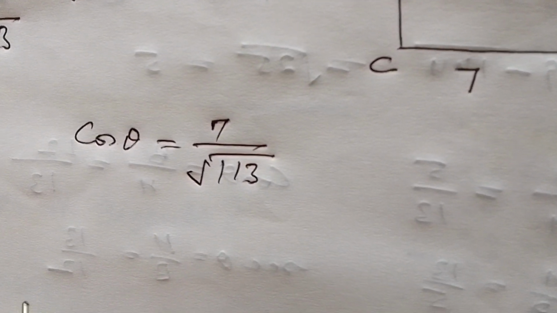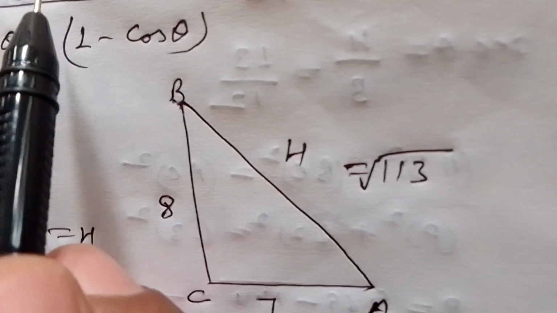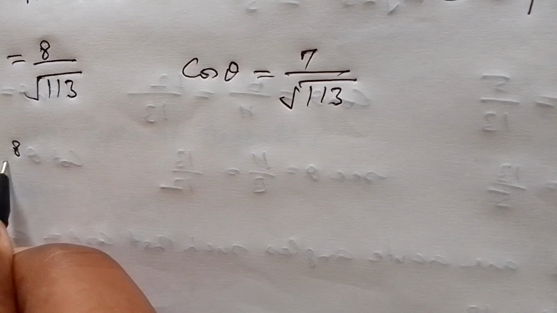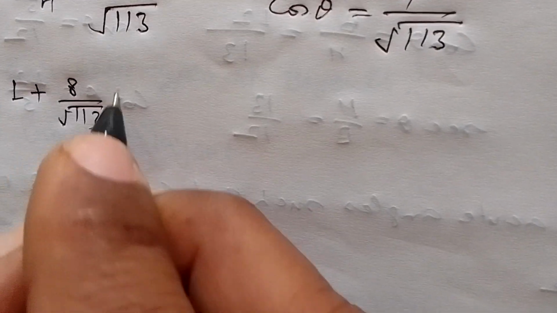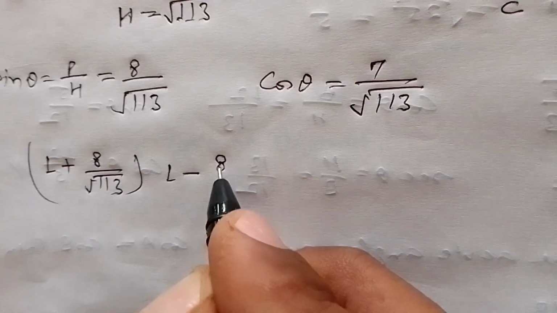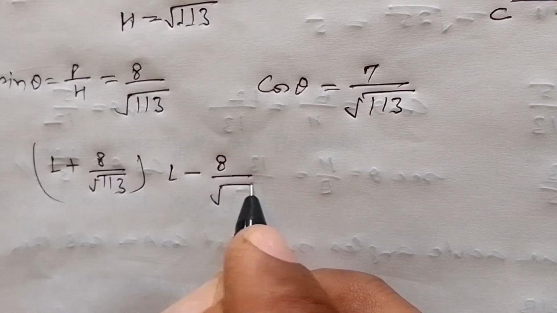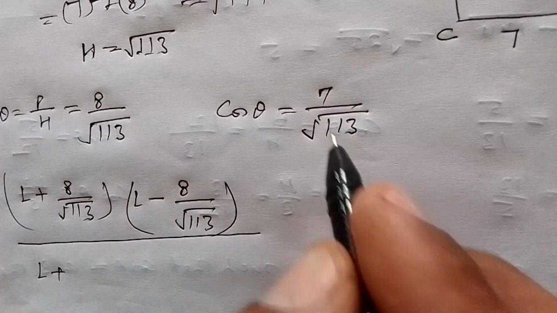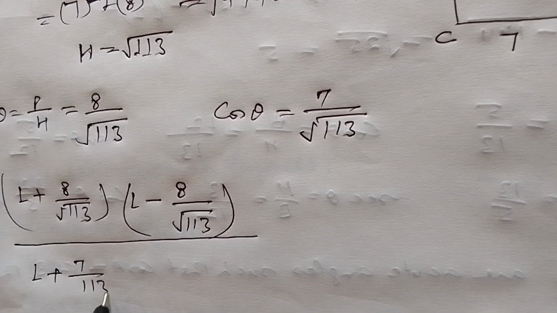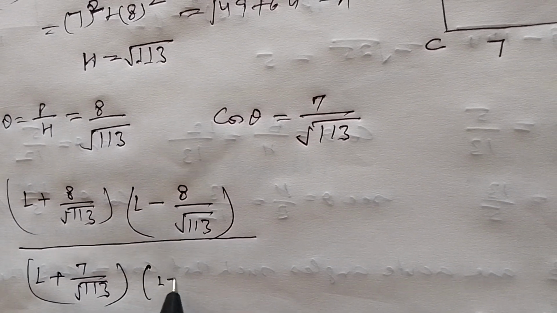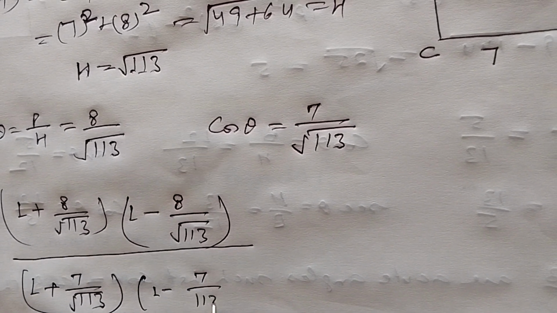So after finding this, we will insert the values in this equation: 1 plus sin theta, 1 plus 8 by root 113, 1 minus 8 by root 113, divided by 1 plus cos theta, 1 plus 7 by root 113, then 1 minus cos theta, 1 minus 7 by root 113.